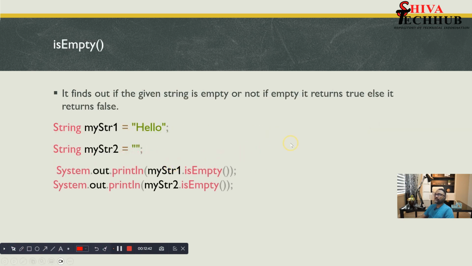Then we will be looking at the isEmpty function. This is the simplest of all the string handling functions. It checks if the given string is empty or not. It returns true if it is empty and false if it is not empty, right? In this case, mystr1 is hello. If you use the isEmpty function with mystr1, it will return false because it is not empty, and for mystr2, it is empty, so it will return true. Okay, so that is how we need to understand the isEmpty function.